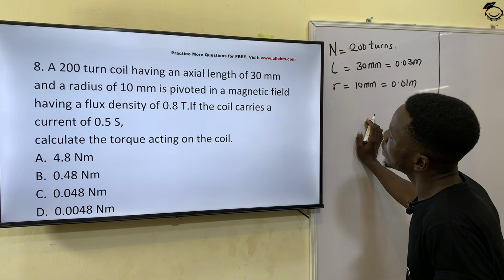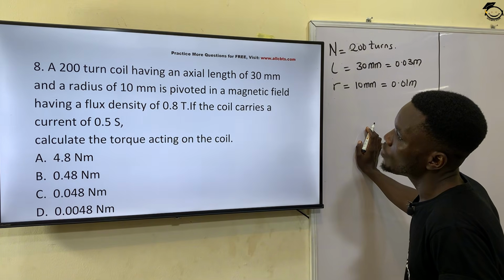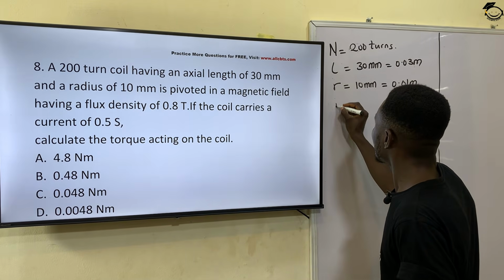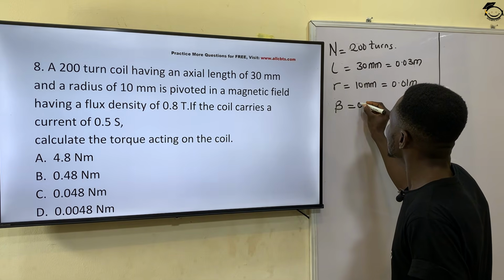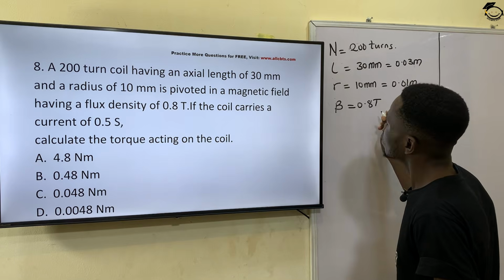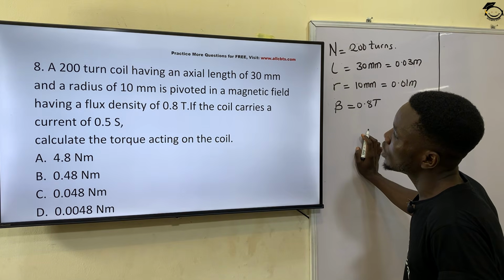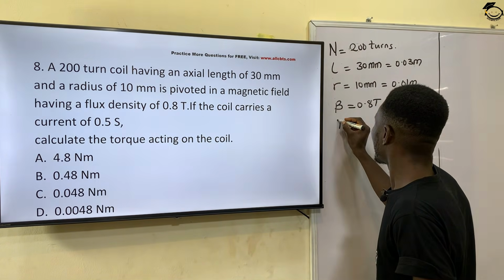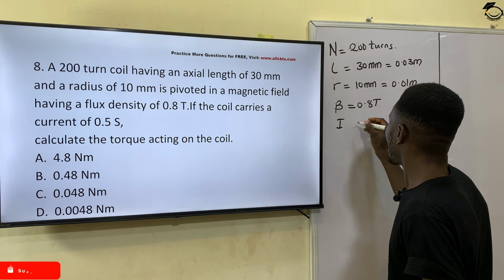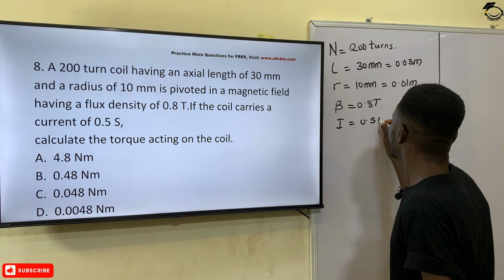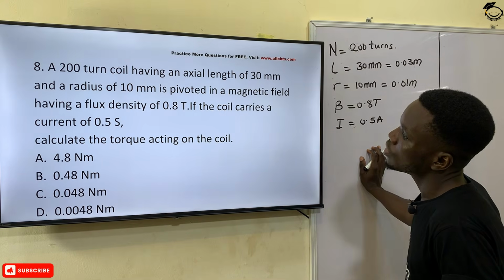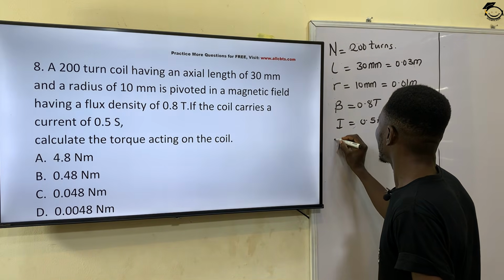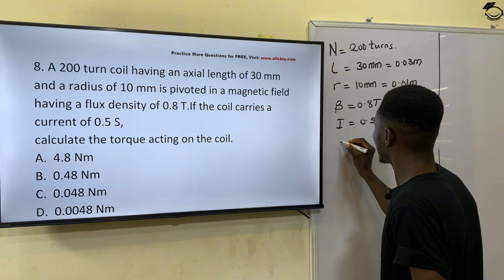Is pivoted in a magnetic field having a flux density of 0.8 Tesla. So your magnetic flux density was given as 0.8 Tesla. It said if the coil carries a current of 0.5 ampere, so our current was given as 0.5 ampere. The question is to calculate the torque acting on the coil. The torque acting on the coil is unknown.